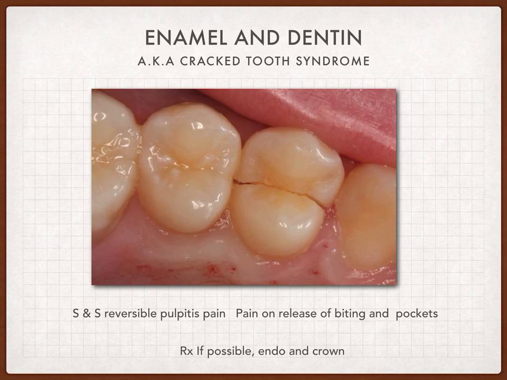The second type of fracture: again, if we have a vertical fracture that is present in the crown only, in the enamel and dentin, in this case we will call it a cracked tooth, or as commonly known in the dental community, cracked tooth syndrome.